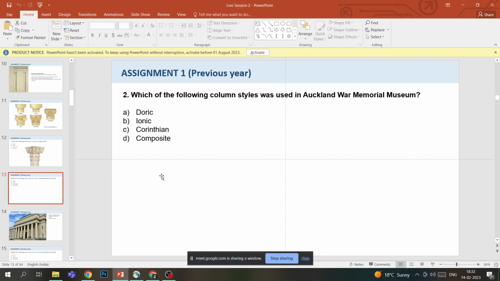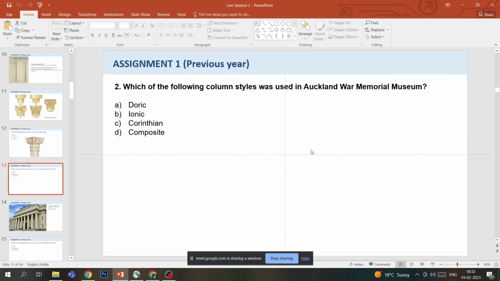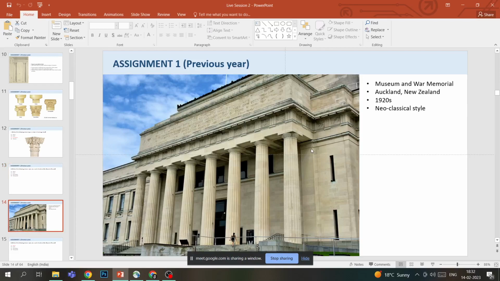To answer this question, you will first have to remember what the Auckland War Memorial Museum looks like. This is the front entrance of the Auckland War Memorial Museum. It's a war memorial and a museum, as mentioned in its name. It is in Auckland, New Zealand. It was built in the 1920s and uses the style of neoclassicism.